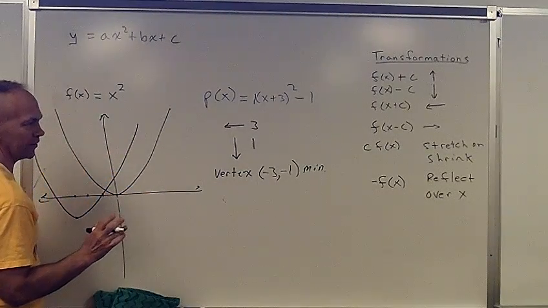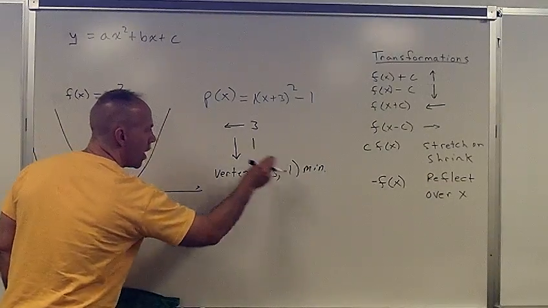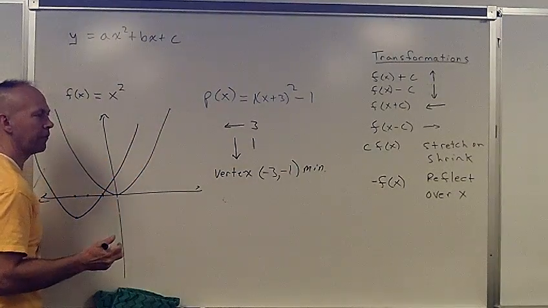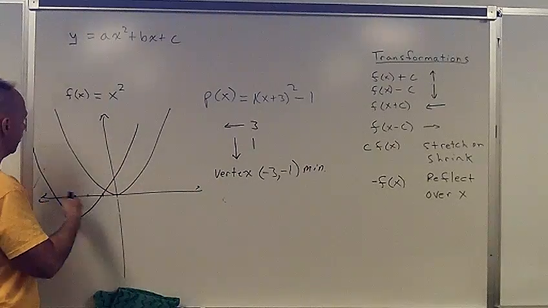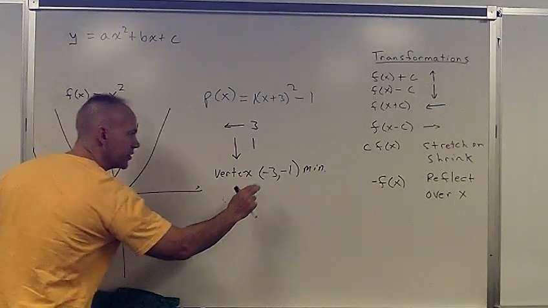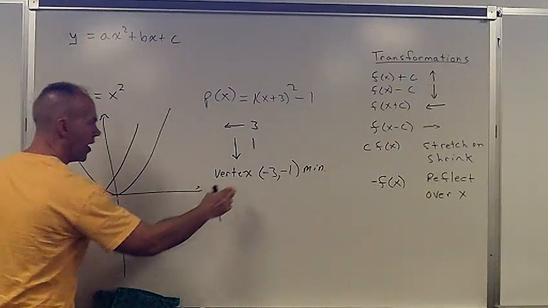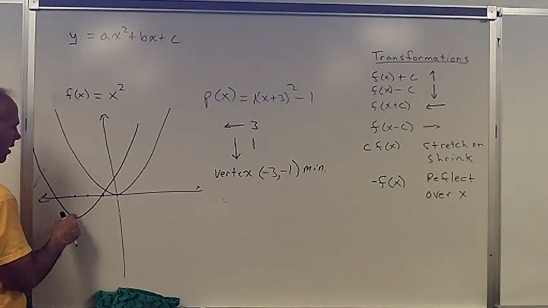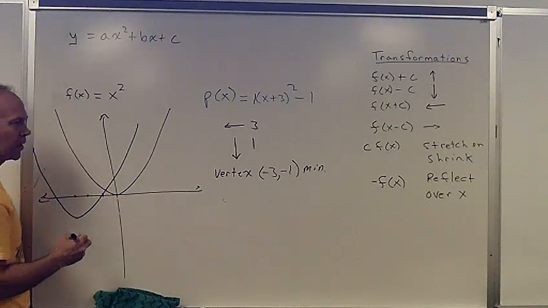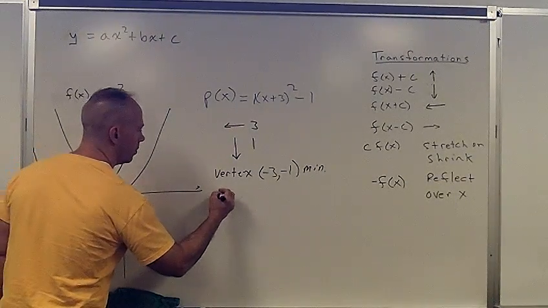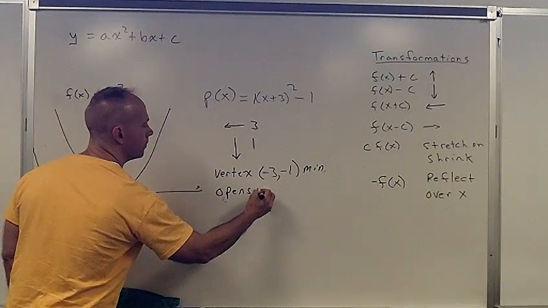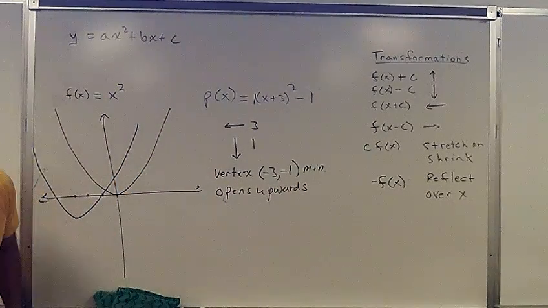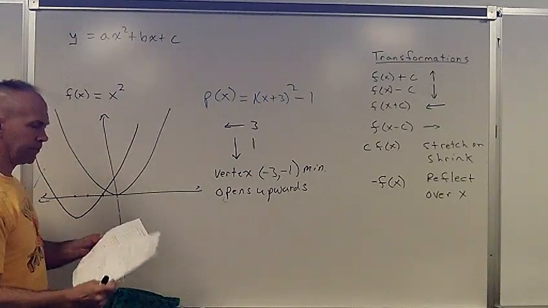And just a note here. We say that the y-coordinate, that's the function's value. That is the minimum value of the function, -1. That's the lowest value the function f of x reaches. It occurs at x equal -3. The x-coordinate just tells me where on the graph am I looking. The y-coordinate gives me the actual function value. And of course we can see this opens upwards. All right.